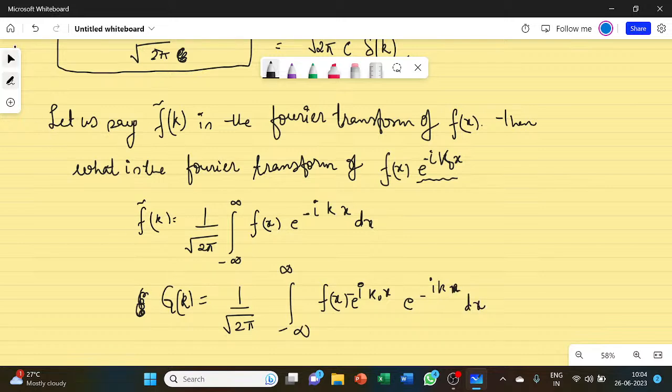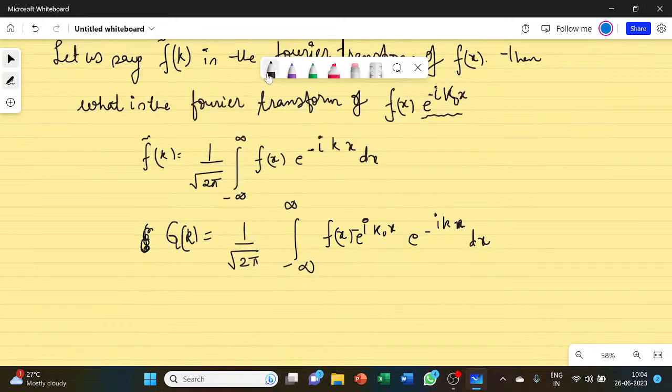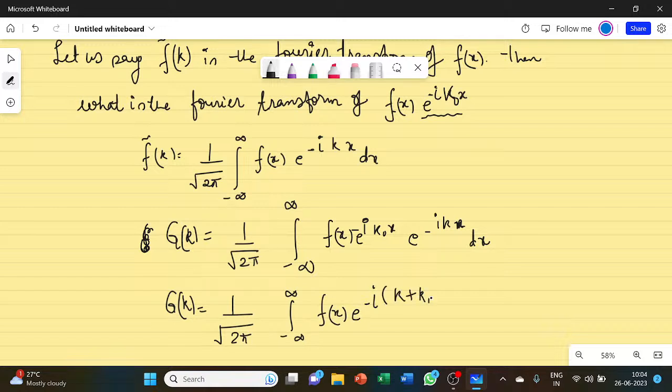Now you see what the Fourier transform will be. g of k would be equal to 1 upon root 2 pi integral from minus infinity to plus infinity of f of x into e to the power minus iota, this will be k plus k naught, x dx. So you see, when you had only k here, it was f tilde k. Now instead of k you have this k plus k naught.